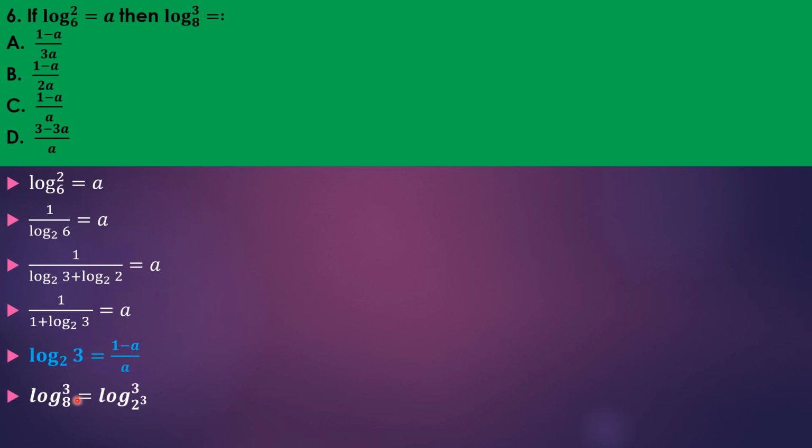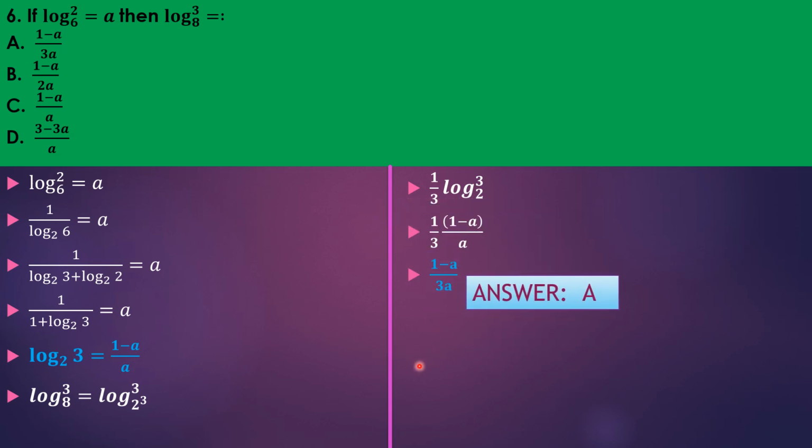So now log 3 base 8, we can write the 8 as 2 to the power 3. So we have log 3 base 2 to the power 3, and we can take this power down. Remember that if you have the power in the base, you can bring it in front, but you have to reciprocate it. So I've brought the power in front, reciprocated, and you now have 1/3 log 3 base 2. Now log 3 base 2, from the earlier expression, is (1 minus a) over a. So you simply put that there, and you have (1 minus a) over 3a. So our answer is A.